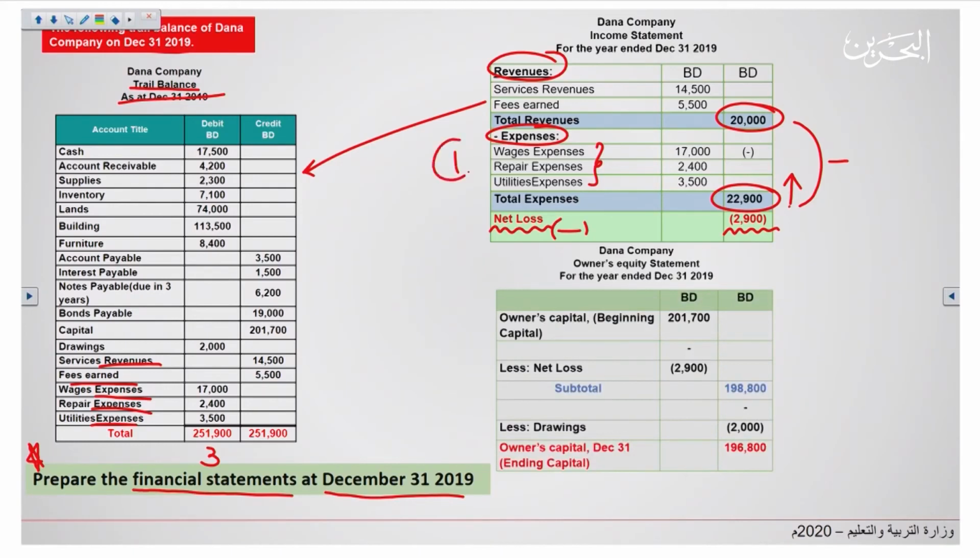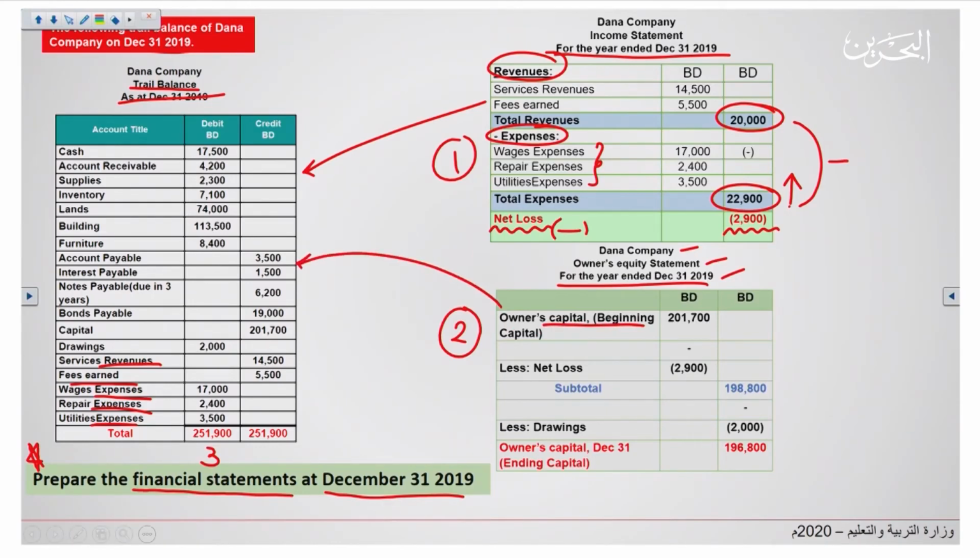Moving on to the second statement, which is the owner's equity statement. This is statement number 1 and this is statement number 2. They should be prepared one after the other. In this statement, I put here the name of the company, and I have to mention the name of the statement because I am working on 3 statements here. And I have to mention the period of time, which has to be the same as the period of the income statement. I have to start with the beginning capital, or the owner's capital, from the trial balance.